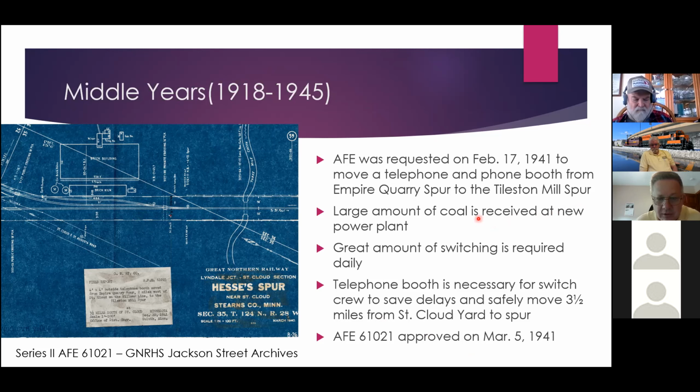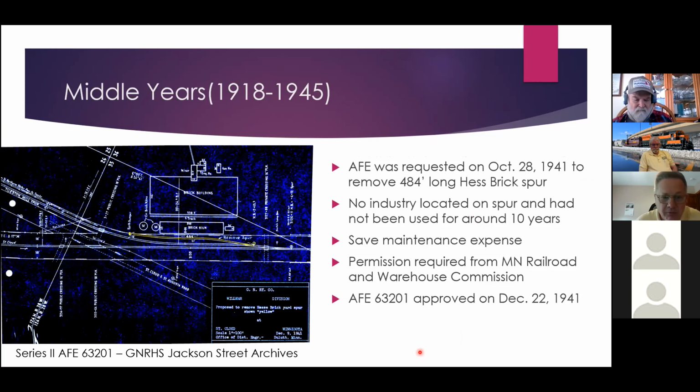So even though it's kind of the war years, they were fairly busy. But like I said, remember in 40, they removed one end of the spur. In 41, they did an AFE to remove the whole length of track and this turnout. At this point, they said no industry is located on the spur and it hadn't been used for 10 years. Remember, the brick plant died in 33. Don't know why they didn't do this the same time they removed this turnout, because there'd never been an industry there. And again, it was for maintenance expense.